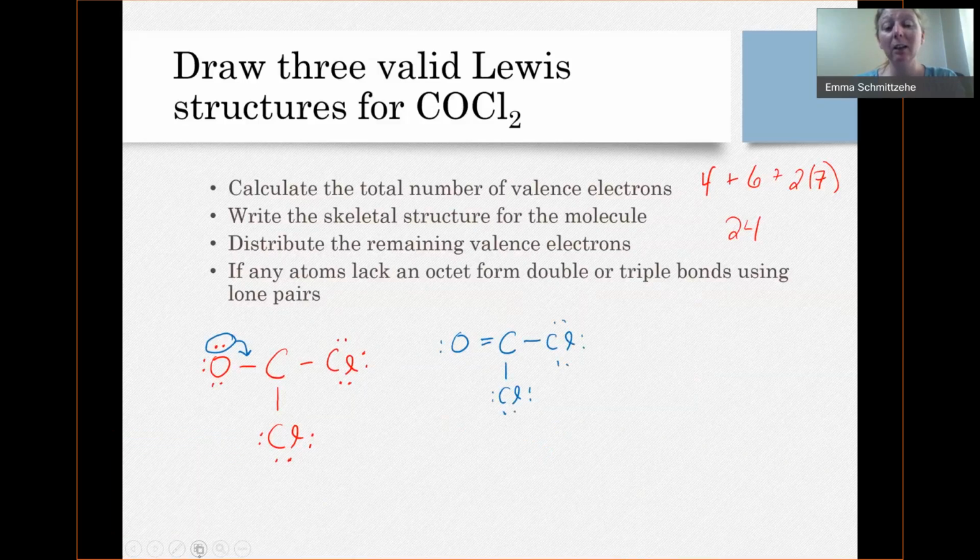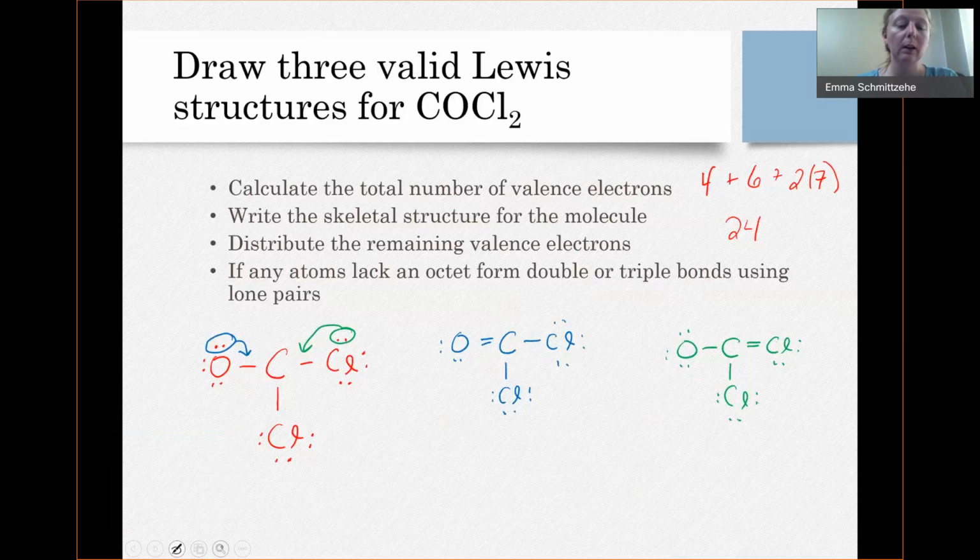I could have, instead of sharing from that oxygen, shared from this chlorine to the carbon instead. If I had done that, I would have a double bond to that chlorine and a single bond to the oxygen and the remaining chlorine. So the oxygen and the chlorine that are single bonded would still have their 3 lone pairs, and this chlorine would only have 2 of its lone pairs left. And so again, we have 24 electrons in that structure, and everything has an octet. So that's another valid structure.